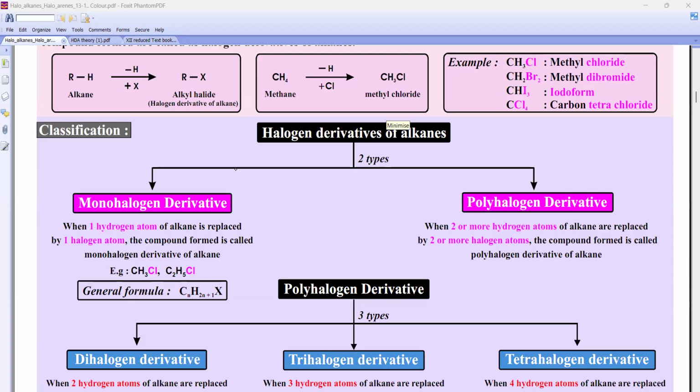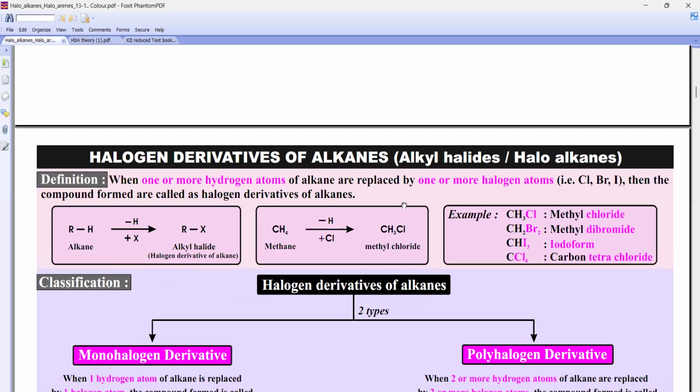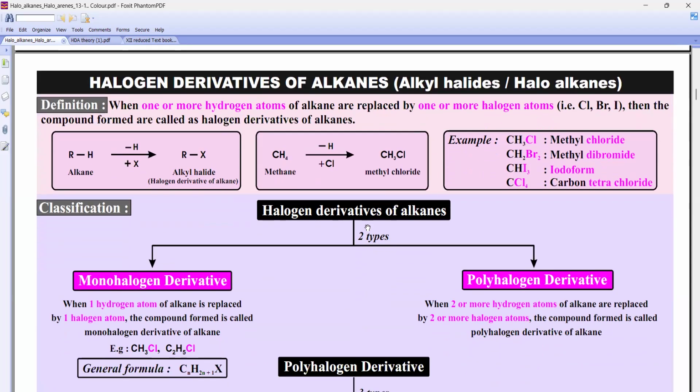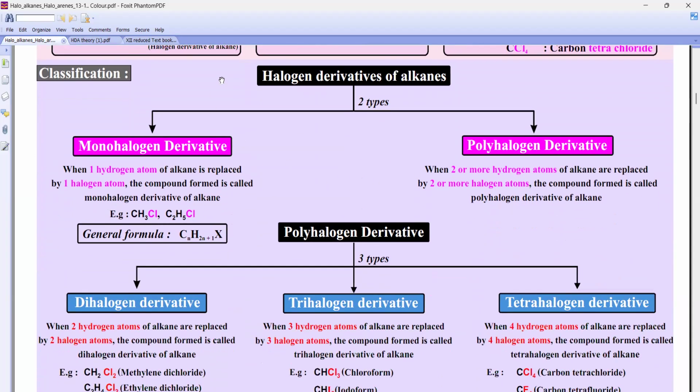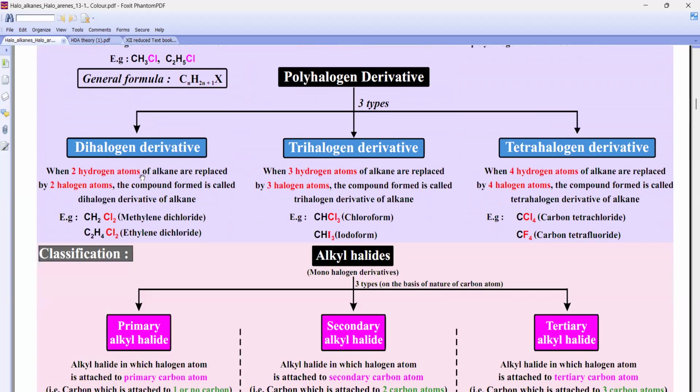We have already started with halogen derivatives. We have done two classes of halogen derivatives. We have done the classification: monohalogen, then dihalogen, trihalogen. Remember, beta? If one hydrogen is replaced, it is mono; two, then it is di; three, then tri; four hydrogens replaced by four halogens, then it is tetra.